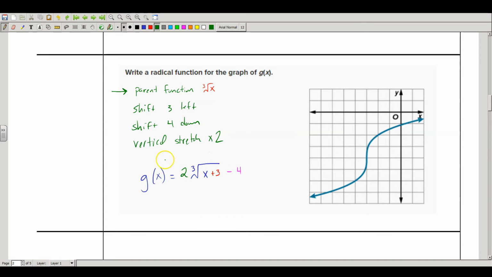So that's what we're trying to do: construct a function that matches the shape of a graph. And that's what we just did. We look at that, we see where it shifted. It went left 3, down 4, and stretched by 2, and we can fill in these parameters into, or extend, that parent function of just cube root x. We can add those in.